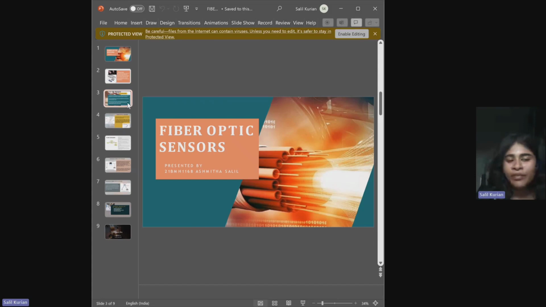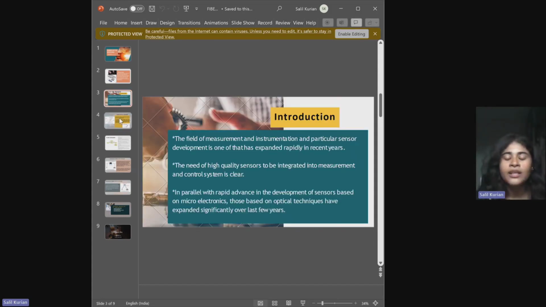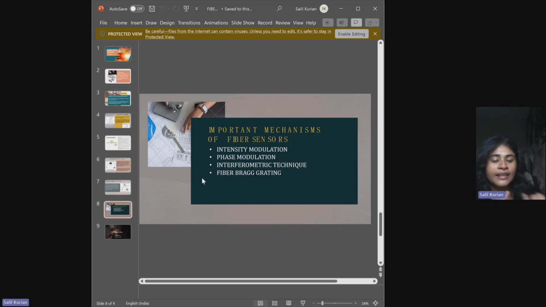If I have to give a summary, we have spoken about the introduction, the applications, the principles, intrinsic and extrinsic types of fiber optic sensors, and the mechanisms, which are intensity modulation and phase modulation. Intensity is the amount, phase is the angle, and interferometry is the integration of the length and the refractive index. Then we spoke about the fiber Bragg grating, that is, we have inbuilt wires which adjust themselves according to the refractive index of the light entering them.